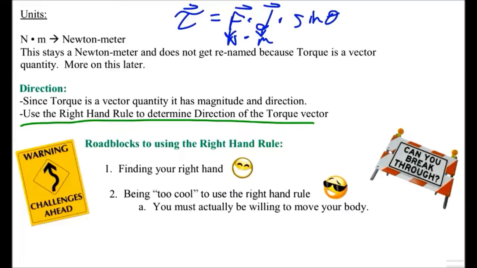Well, we just figured out how to get the magnitude. We're going to use the equation to get the magnitude. So now we've got to figure out how to come up with the direction. The way you do that is by using the right-hand rule.